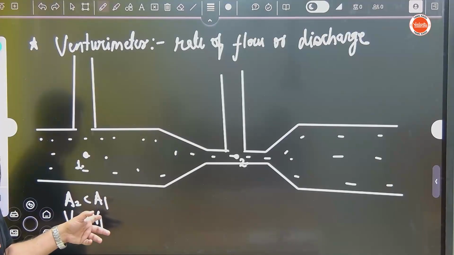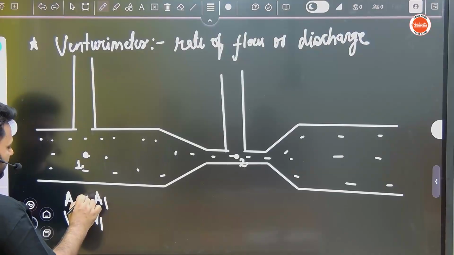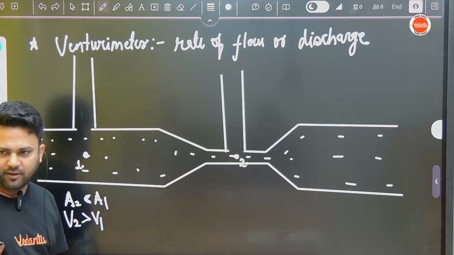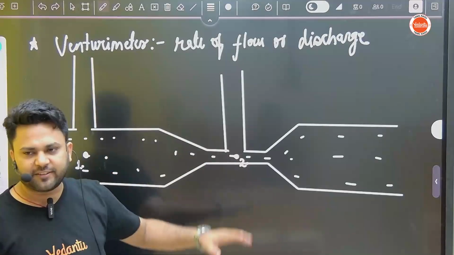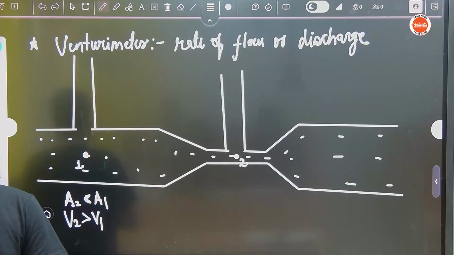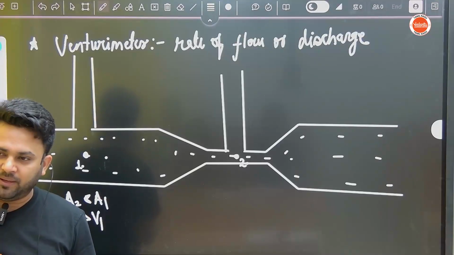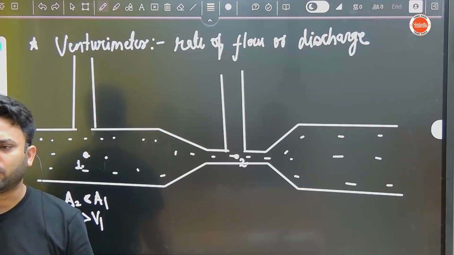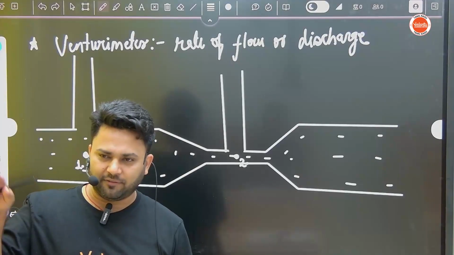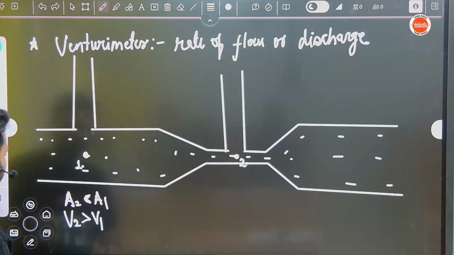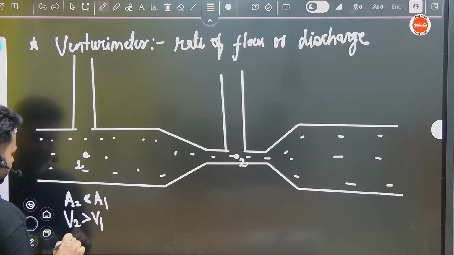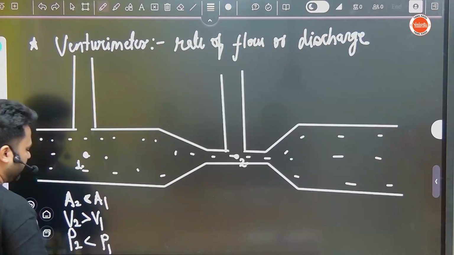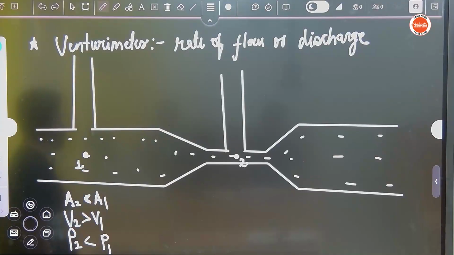You remember one more thing that I will discuss tomorrow. If these 2 points are at the same level, if velocity at any point is more, pressure will be less. Remember like this. This we will discuss tomorrow. If velocity is more, pressure will be less. Means V2 is high, means pressure at point 2 will be less than pressure at point 1. Means point 1 will have high pressure.